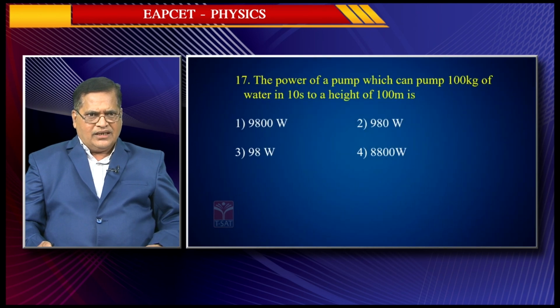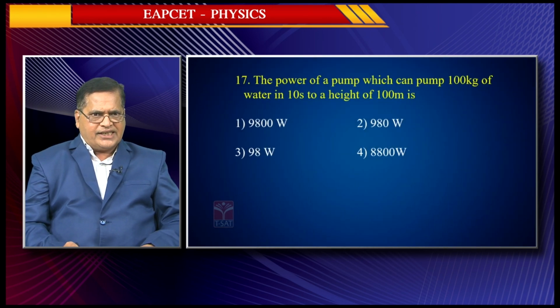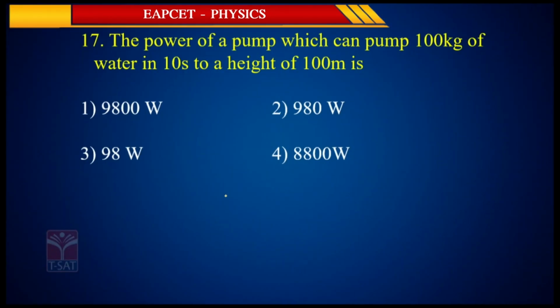And next, the power of a pump which can pump 1000 kg of water in 10 seconds to a height of 100 meter is: 9800 watt, 980 watt, 98 watt, 8800 watt. Children, you know what power is. Power P is equal to work by time. Work is what here? mgh by t.